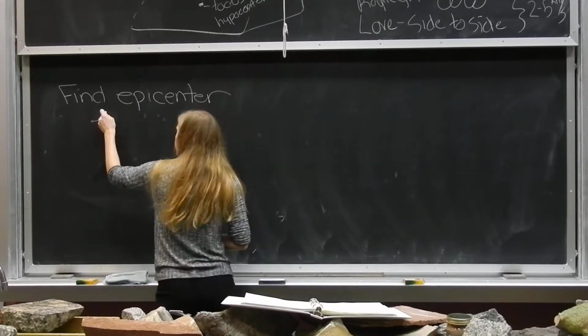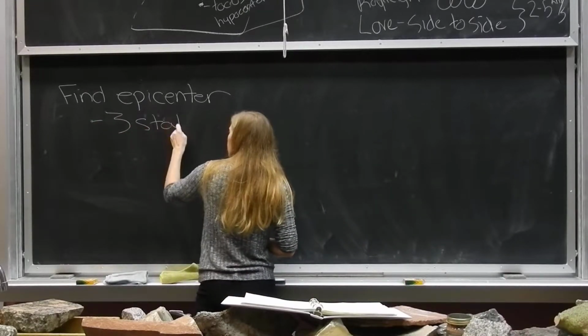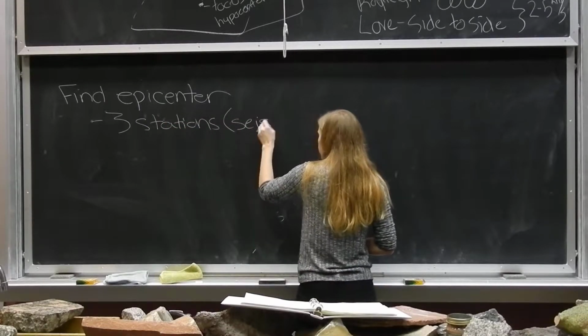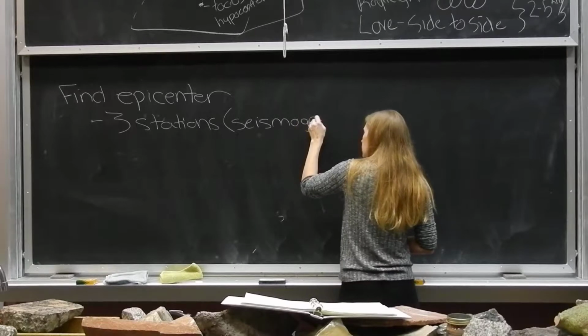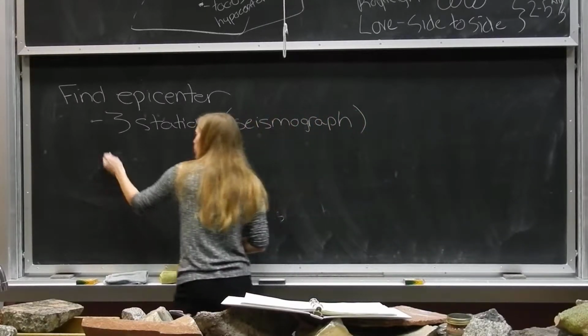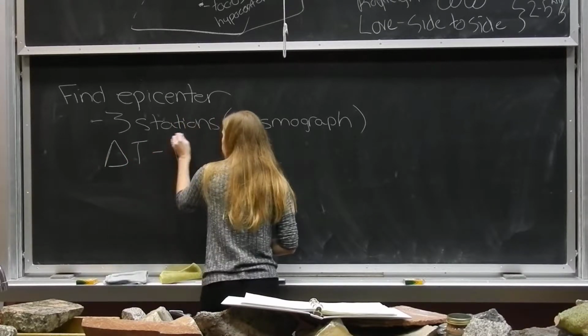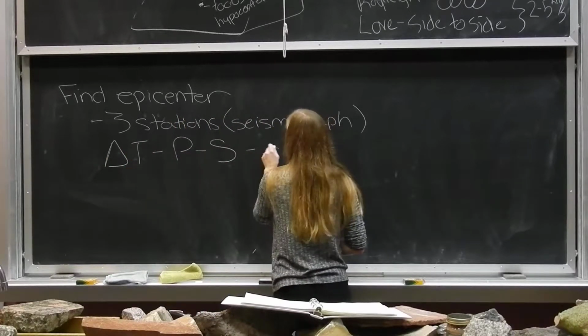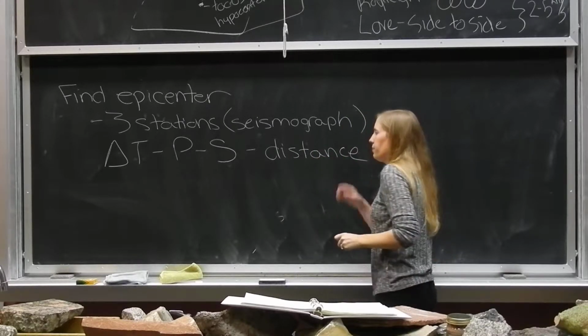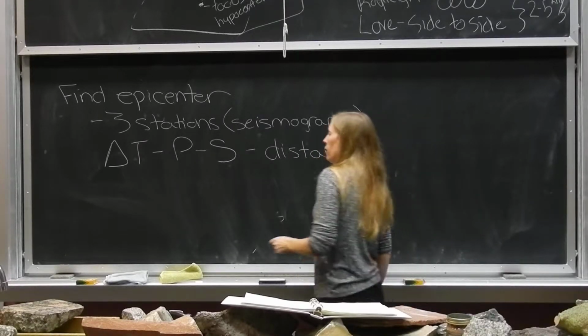You need at least 3 stations. By stations, I mean seismograph stations. And you do the change in time between the P waves and the S waves to determine your distance. We call this triangulation.